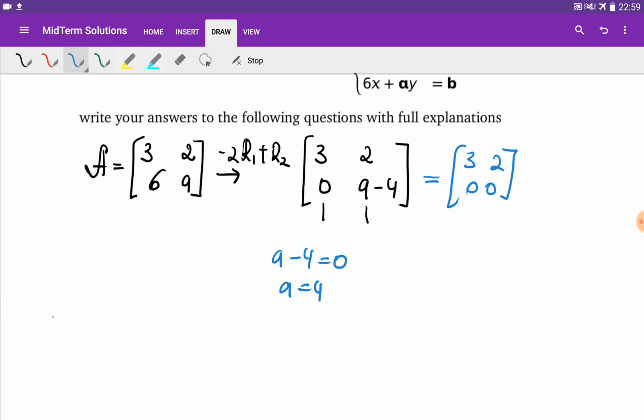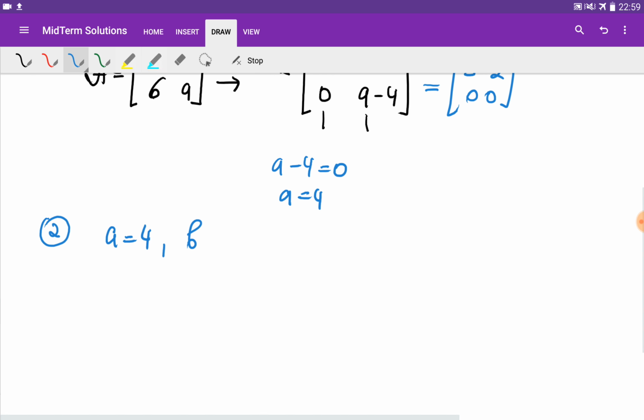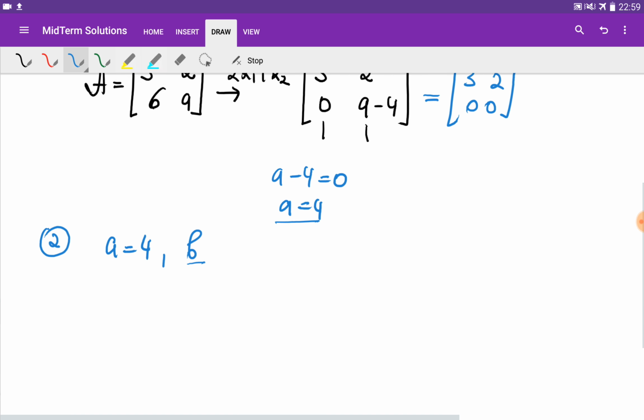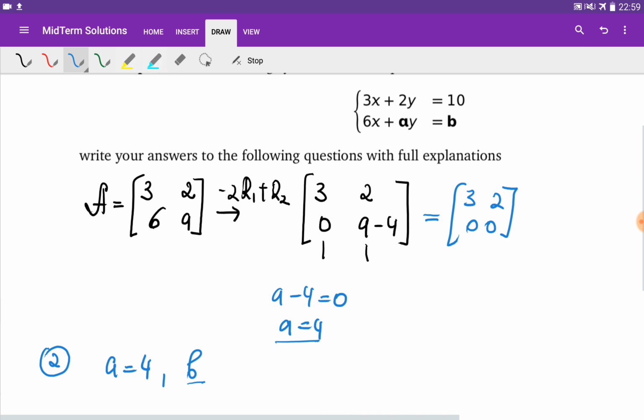And in the second part of this problem, for a fixed value of a, for example, when a is equal to 4, for what values of b does the system have infinitely many solutions? Because depending on what b is, we're going to have either no solution or infinitely many solutions.